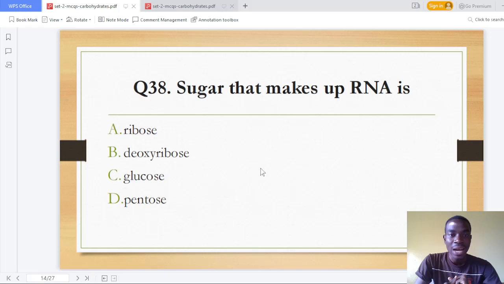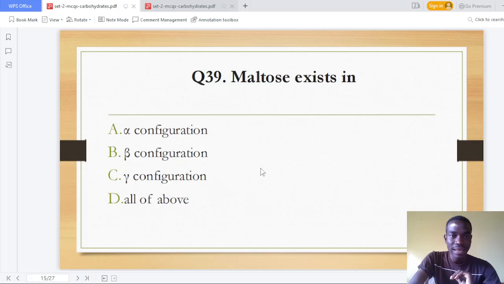Maltose exists in, this is just a fact. The best answer is an alpha configuration. All right. The best answer is A. A, alpha configuration, B, beta configuration, C, gamma configuration, D, all of the above. The best answer is A. So that's just a fact.